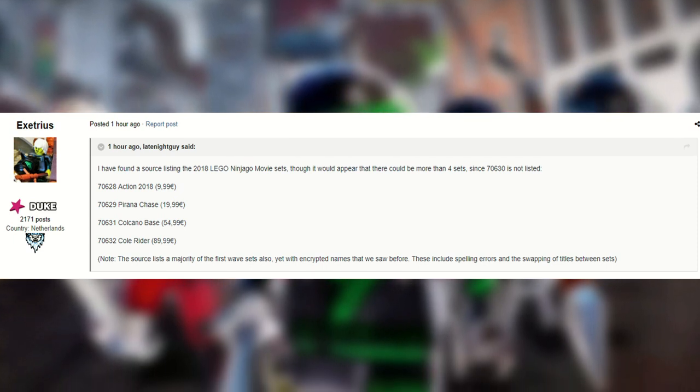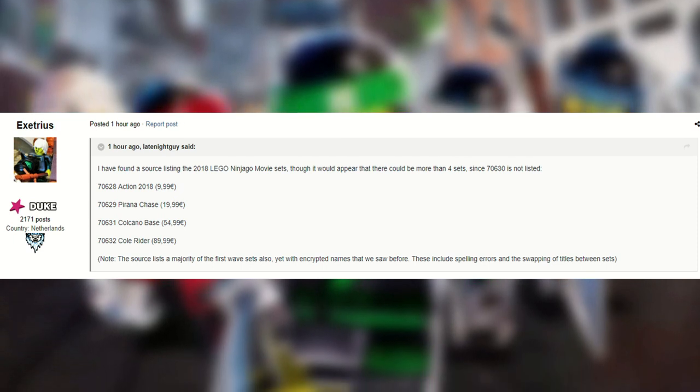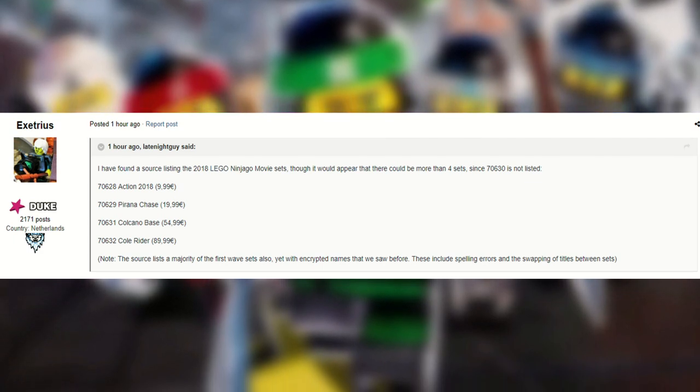I highly doubt they're gonna make a set called Action 2018. I don't see that happening. It's gonna be the smallest set though, so I'm not sure what that might be. But yeah, that's pretty much it for what we have.